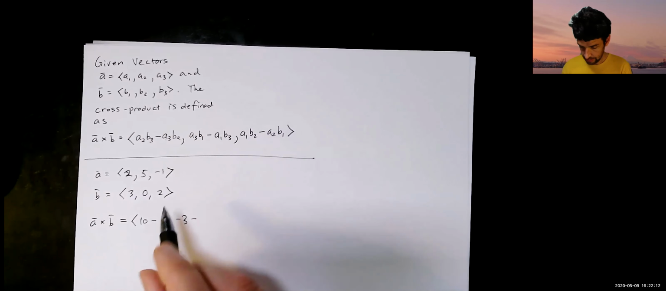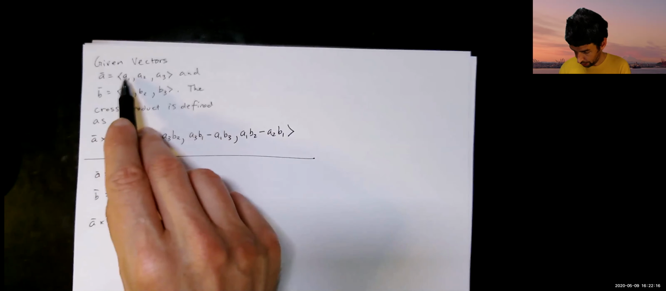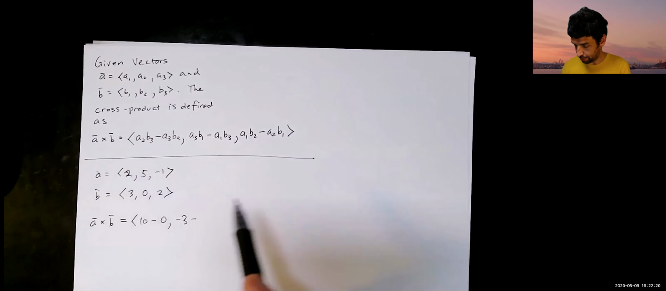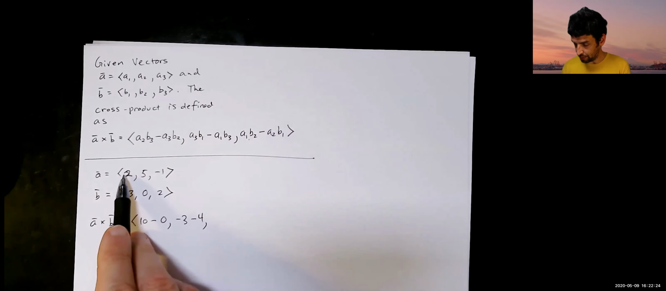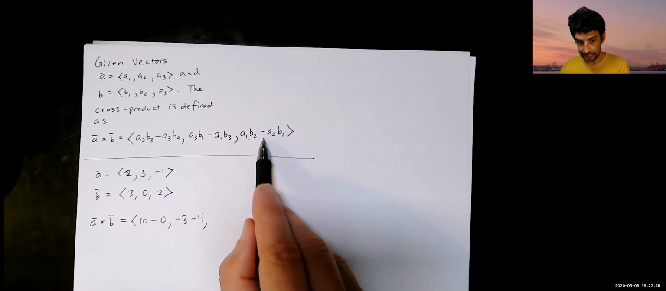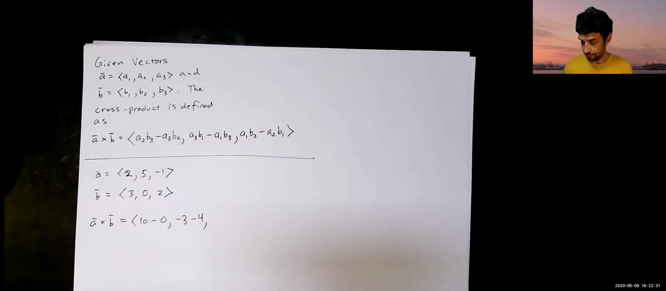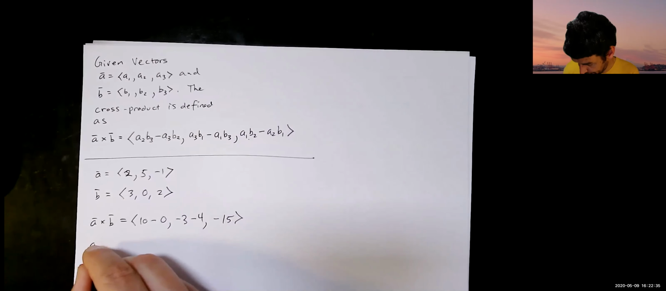Minus A1 times B3, -4. And then finally, A1 times B2, 2 times 0, minus A2 B1. Okay, so it's a little bit of an ugly computation.